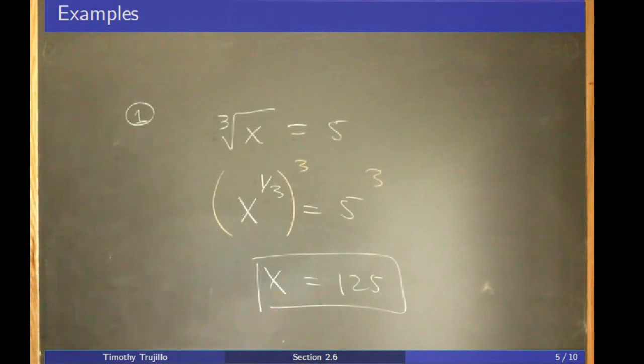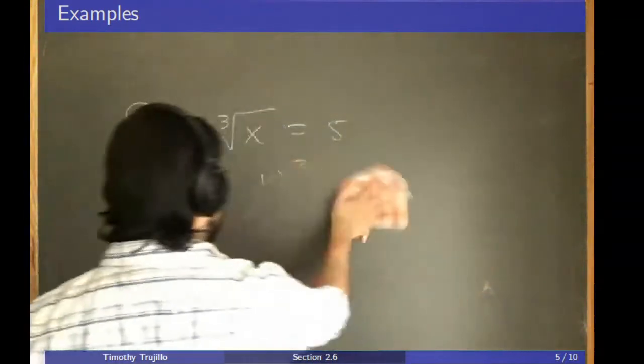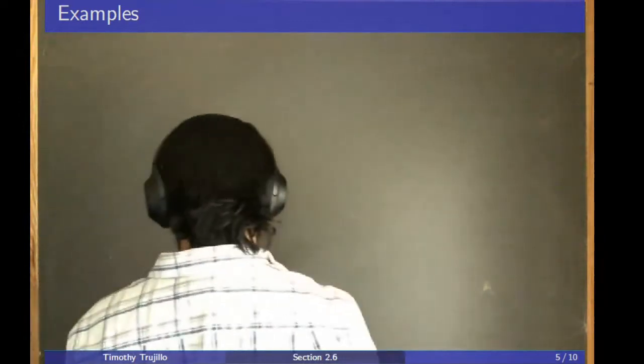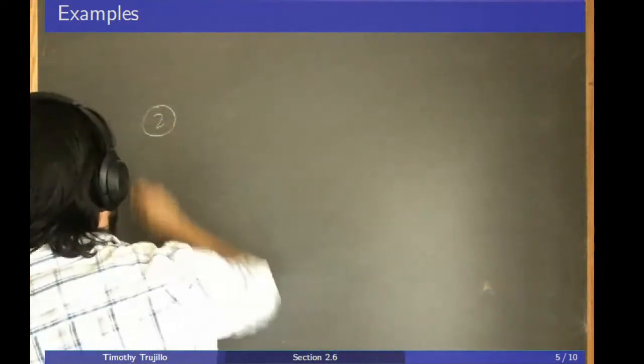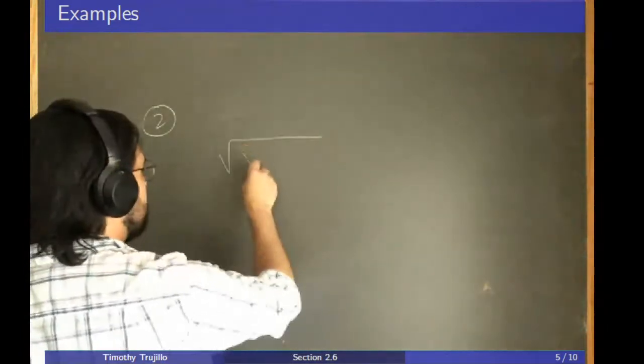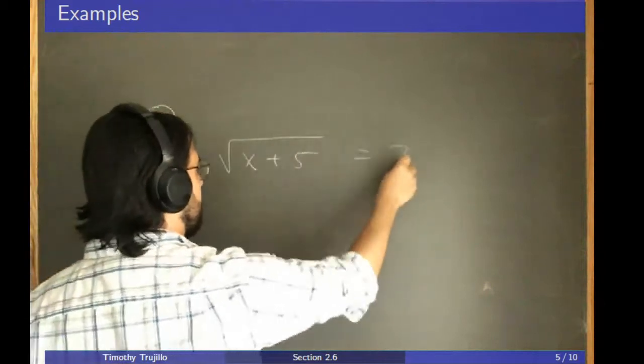So let's do another example. These are probably the simplest ones that you're going to see in the homework assignment, so we're going to try and go through these a little more quickly so we can save some time for the more intricate ones at the end of class today. So the next one is going to look like this. The square root of x plus 5 is equal to 7.